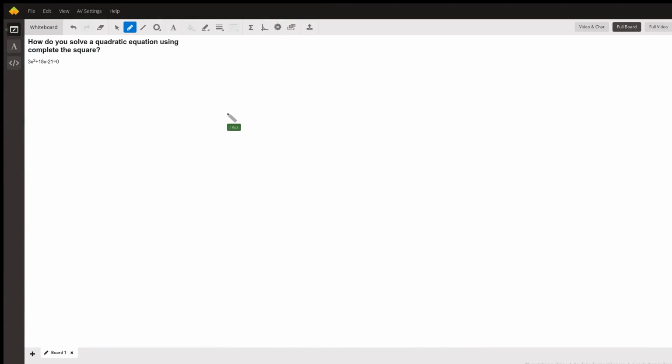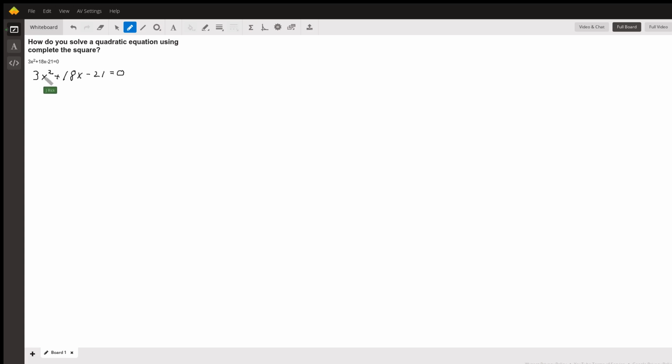We're going to solve a quadratic equation using complete the square. And the equation we have up here is 3x squared plus 18x minus 21 equals 0.